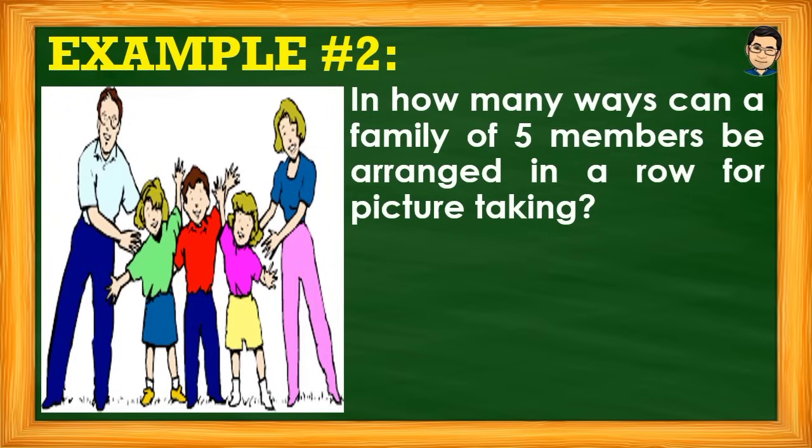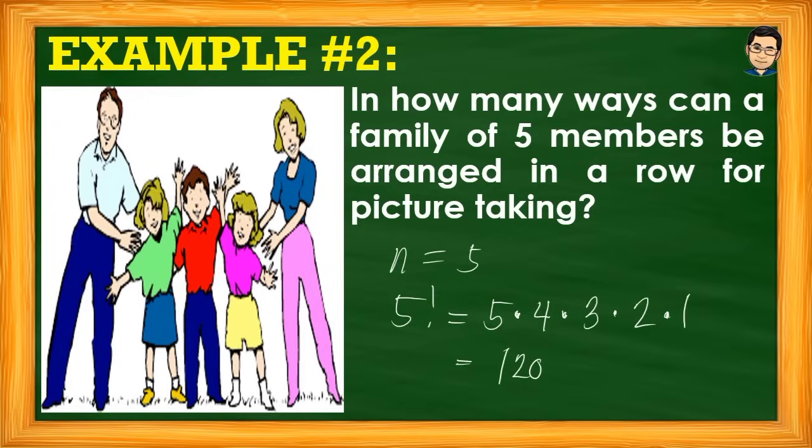So since n is equal to 5, kukunin lang po natin yung 5 factorial. So express natin 5 factorial as 5 times 4 times 3 times 2 times 1. So multiply po natin yan lahat. The answer is 120. So ibig sabihin, meron po tayong 120 ways para i-arrange po yung family of 5 members na yan for picture taking.